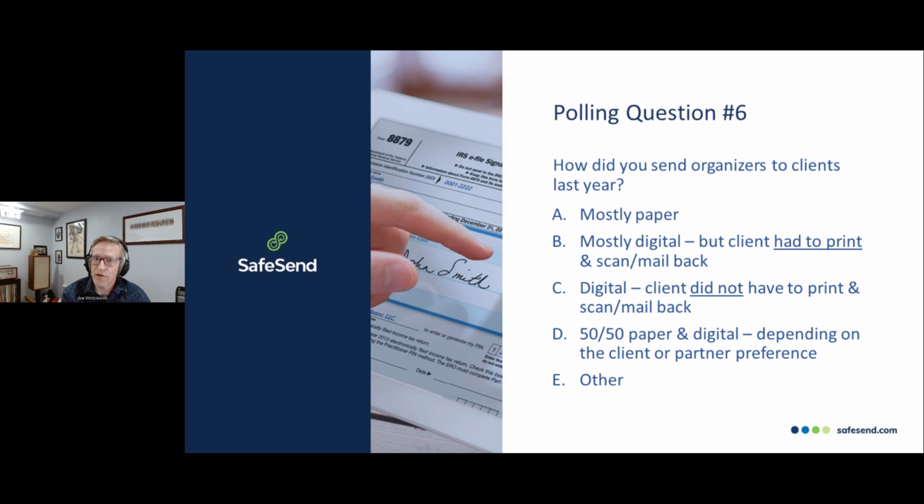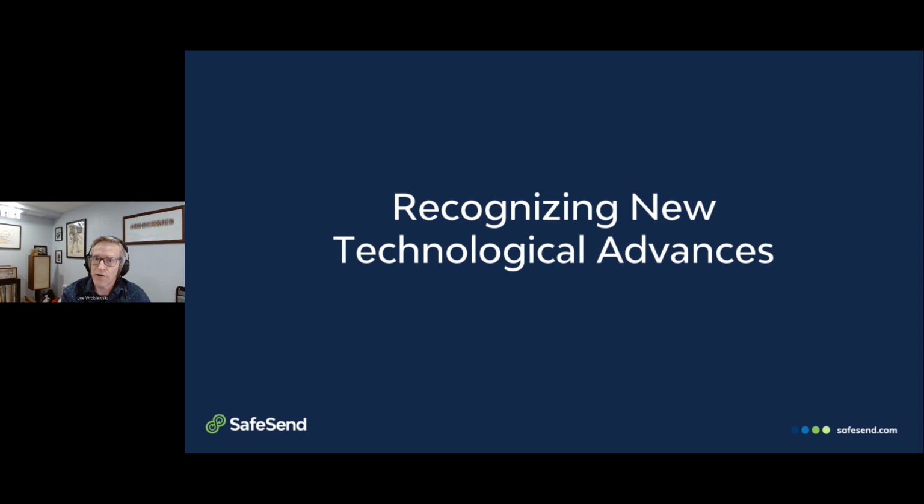So far we've been talking a lot about just returns, but getting organizers out is also really important, and getting more than like 20% completed and back to you is also important. One of the things you can do with that is automate a lot of that process. We'll be looking more at that here in a little while.